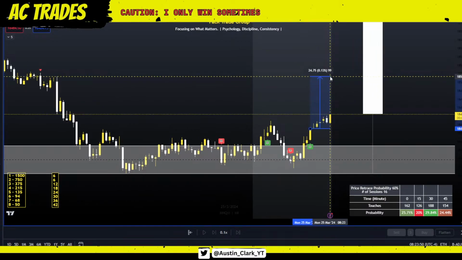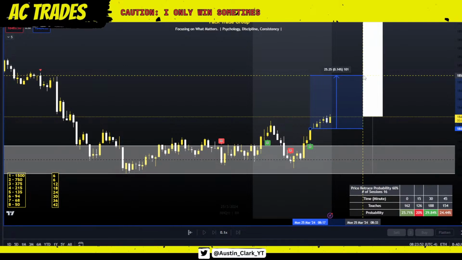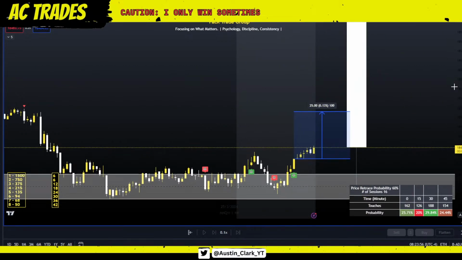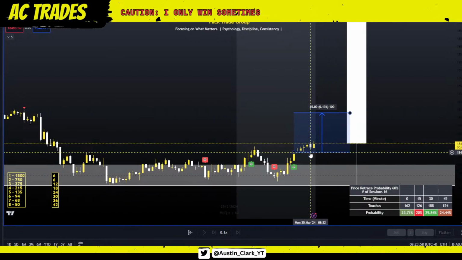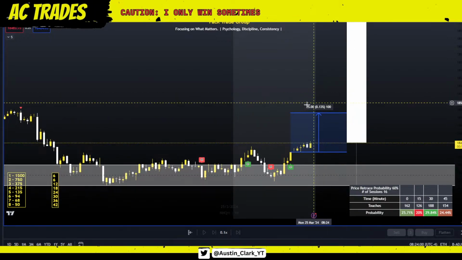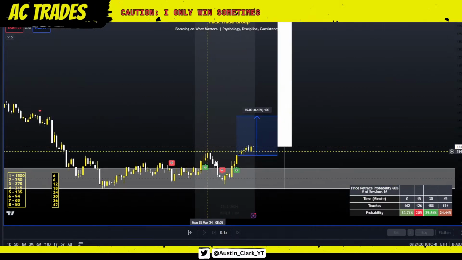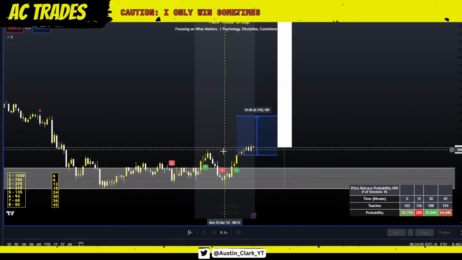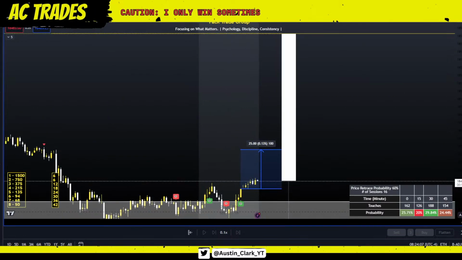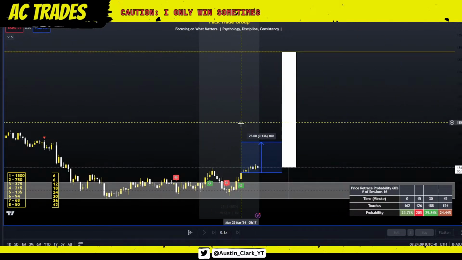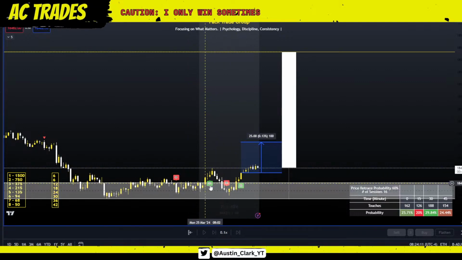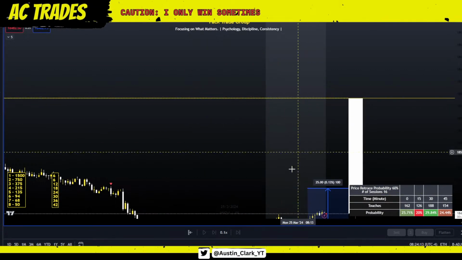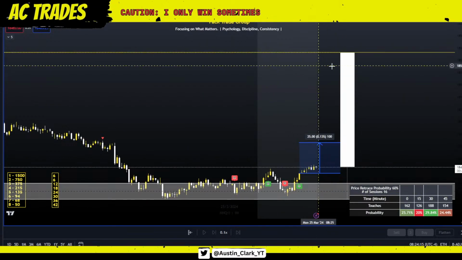I'm not being greedy. I'm not going crazy. I'm not shooting for 2 points, and I'm not shooting for 200 points. I'm shooting for an average point in price movement in my favor because the data tells me that price will move in my favor at least 25 points worth on any given day off of bullish liquidity, off of bullish distribution in towards the midnight opening price.